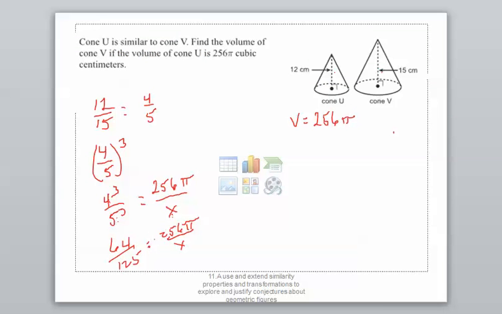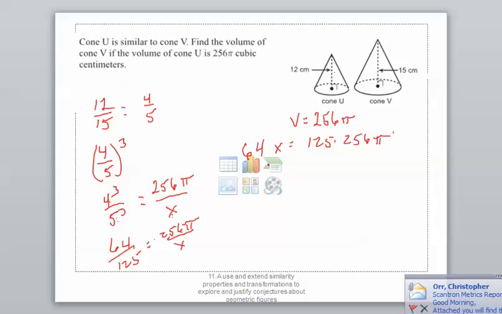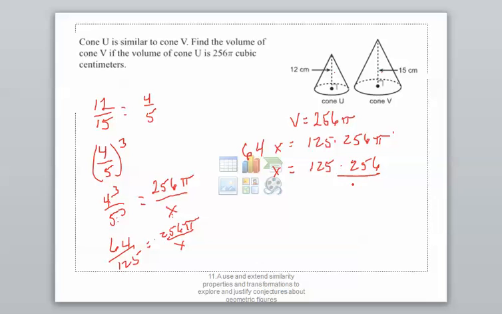Okay, so now doing cross multiplication here, I get 64x is equal to 125 times 256 pi. I'm going to divide by 64, so x is going to be equal to 125 times 256 divided by 64 times pi. Well, that seems fairly reasonable. So what I'm going to do is use my calculator, and I'm just going to multiply all that out. 125 times 256 divided by 64 is 500.